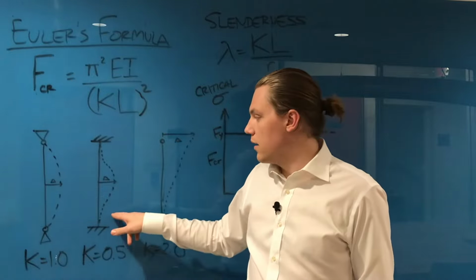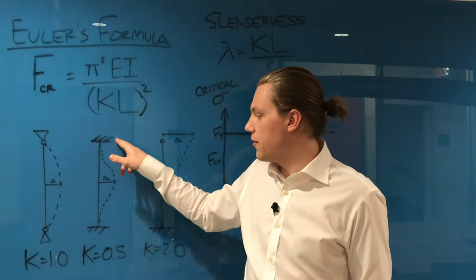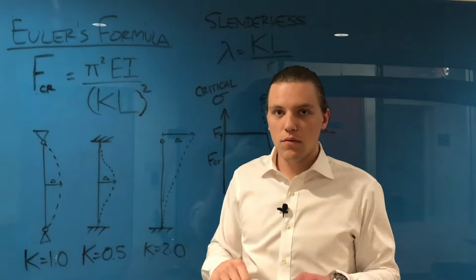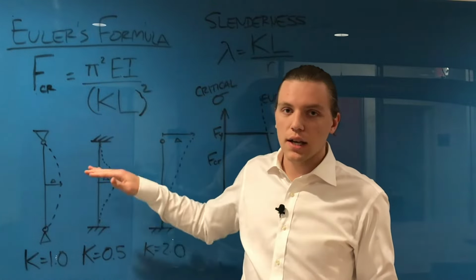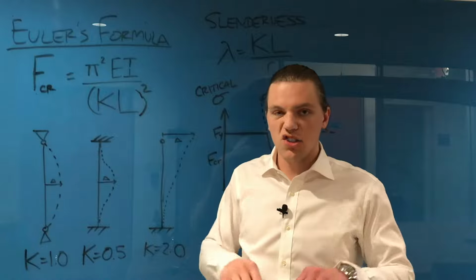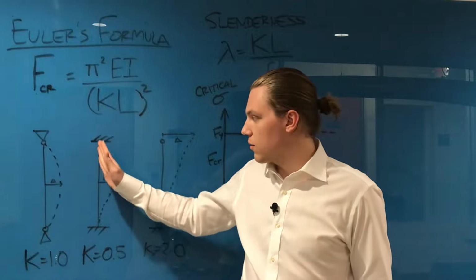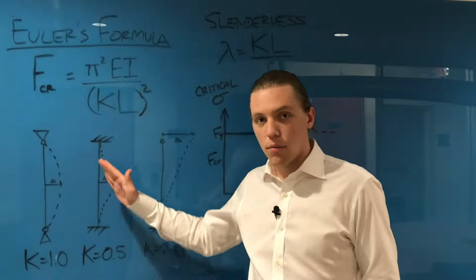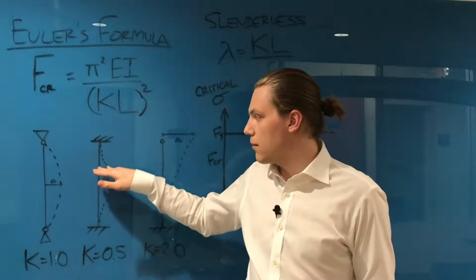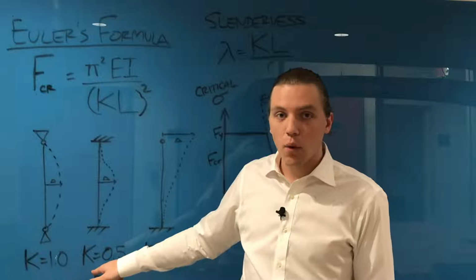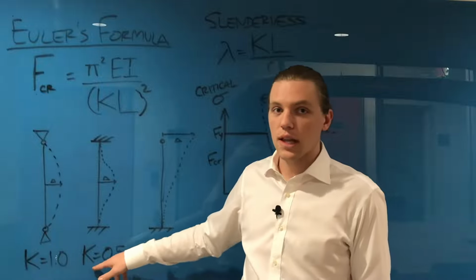If we look at the fixed end conditions, they're telling us that there's 0 rotation at those two ends. So the unbraced length, or the point where it's going to start deflecting or bowing out, is further along the member. So we can say that K equals 0.5, so it's less susceptible.